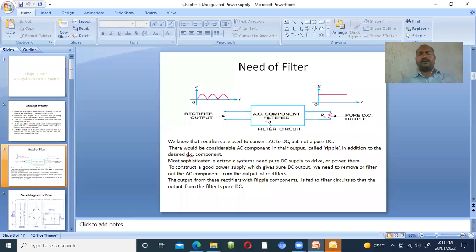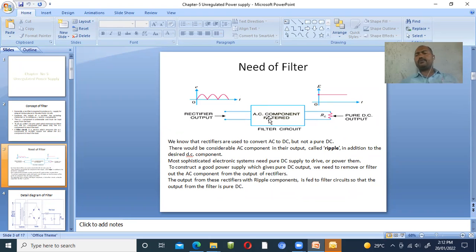The filter circuit is the device which removes the unwanted component from your pulsating DC, and it passes only the pure DC output to your load. That is the block diagram of your filter. Here we have applied the ripple content. Ripple indicates that it contains some AC component, which is applied to the filter. The filter removes that unwanted AC component and gives the pure DC output. That block diagram shows why we need a filter.